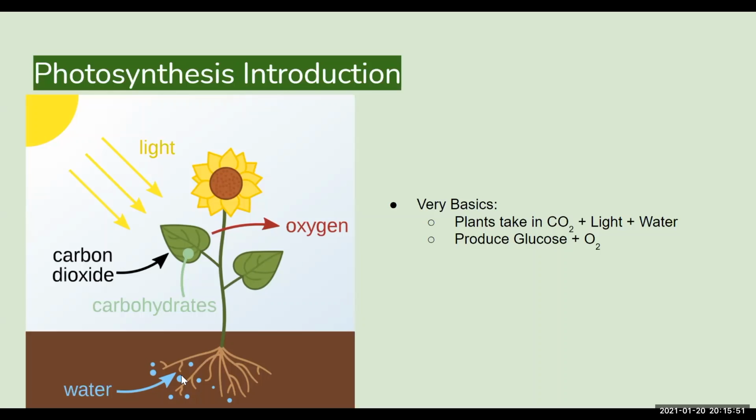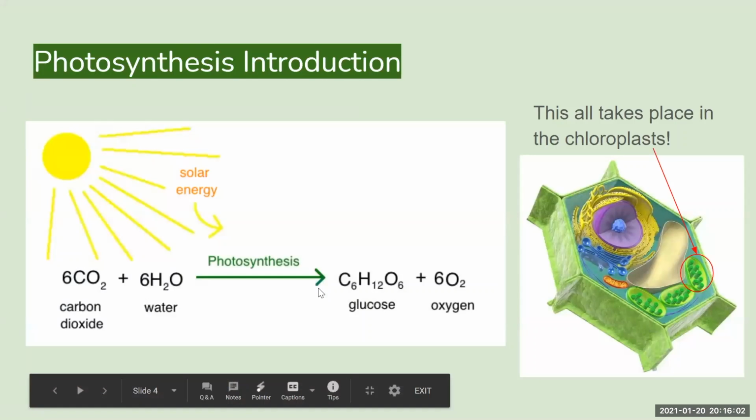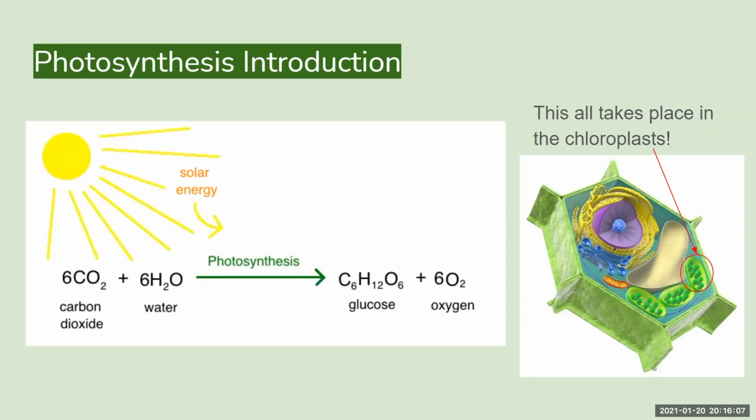Very specifically, the chemical formula for this process is: it's going to take up 6 molecules of carbon dioxide and 6 molecules of H2O to produce glucose and 6 molecules of oxygen. The most important thing about this process is that it takes place in the chloroplast. And if you remember from our previous mini lectures, we have talked about plant cells before and all of its organelles.